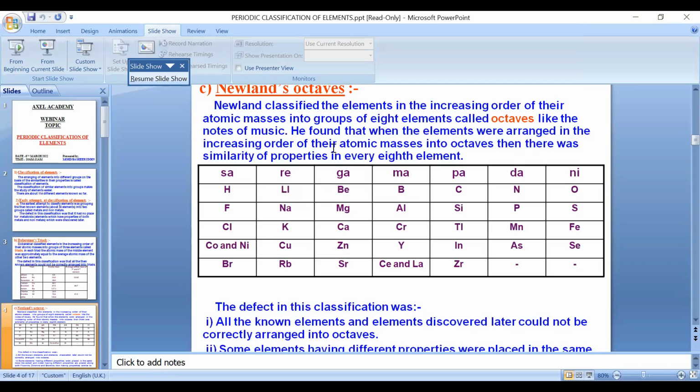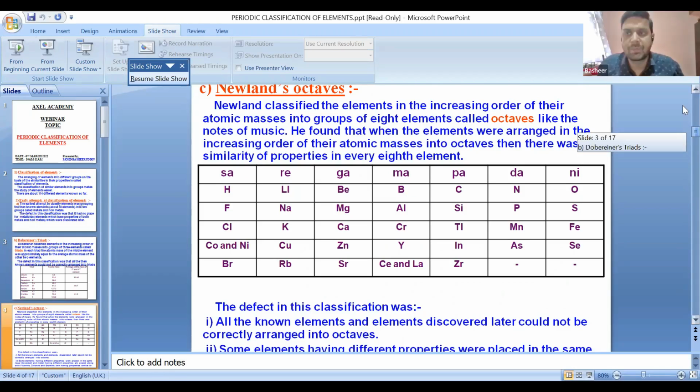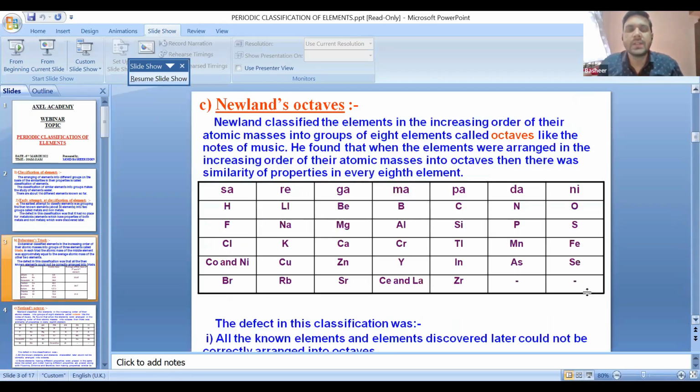I'm talking about Newlands' law of octaves. In this law of octaves, he explained the arrangement of the elements on the basis of octaves. If you can see the first line: hydrogen, lithium, beryllium, boron, carbon, nitrogen, and oxygen, and oxygen is the 7th element. When we come to the 8th element, fluorine.